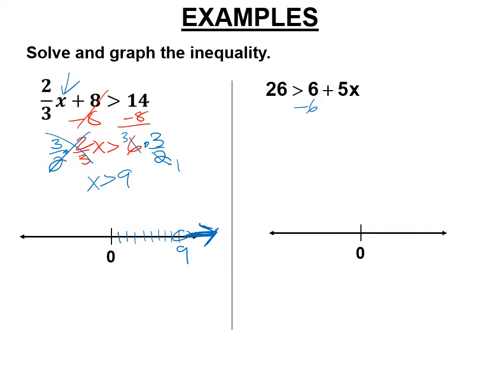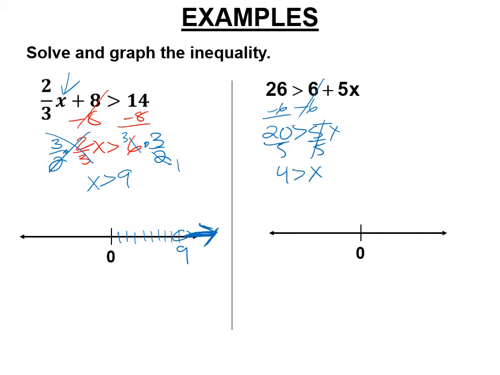So here we're going to subtract 6 from both sides. This is a good review of equations. And then we're going to divide both sides by, oops, that's a 26. Divide both sides, no, it's a 20. Okay, sorry. Divide both sides by 5.